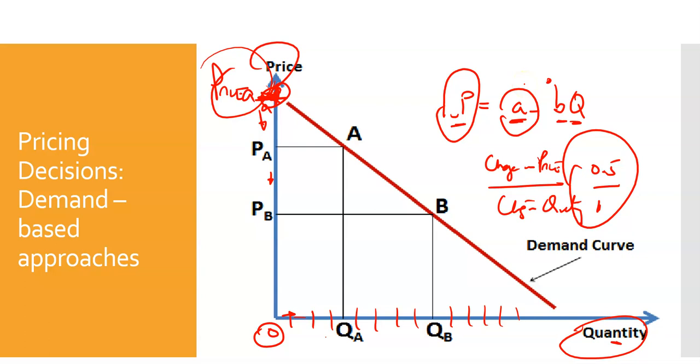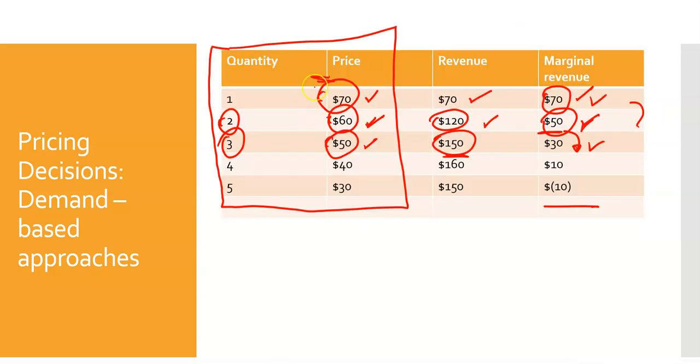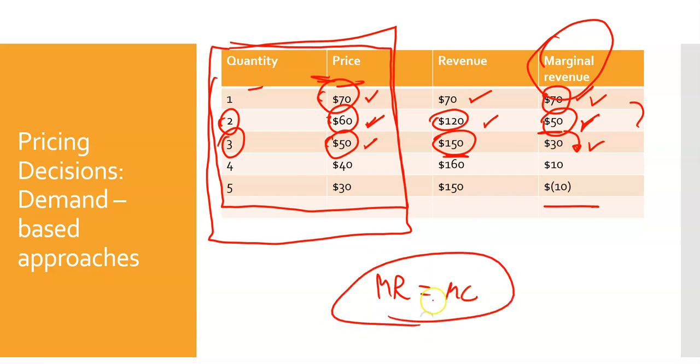So this is my price curve, this relationship over here. I'm starting off with the relationship between price and quantity, but I'm really interested in marginal revenue, because it is marginal revenue that is equal to marginal cost. So I need to know what the quantity is when marginal revenue is equal to marginal cost. So I derive the marginal revenue from P is equal to A minus BQ.